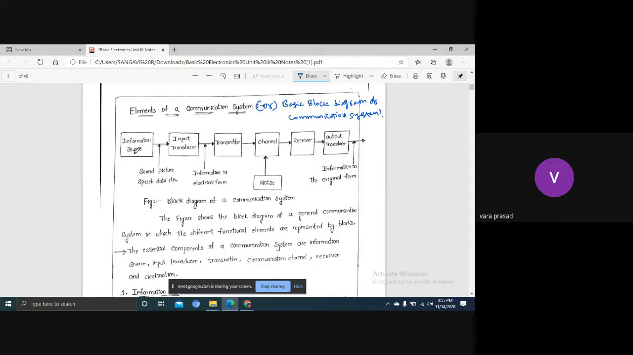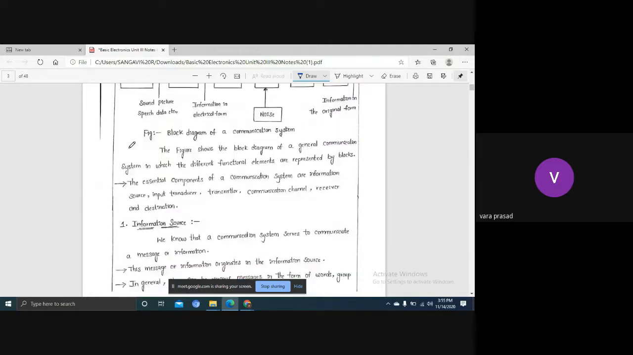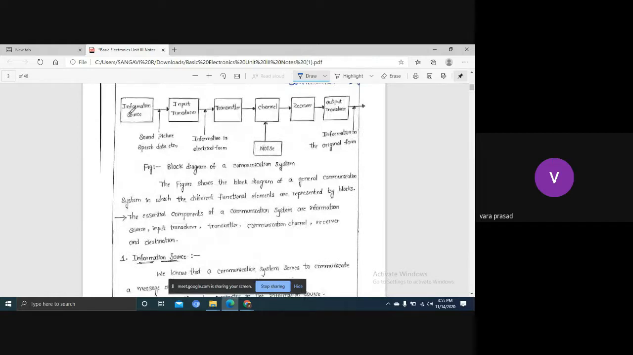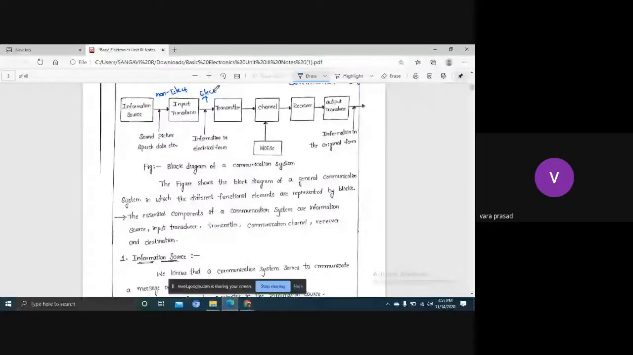Source, what can it do? It can generate a message or information. Now input transducer, what can it do? This is at the input side, that's why it is called the input transducer. Transducer can convert a non-electrical signal to an electrical signal. This electrical signal the transmitter transmits to the receiver through the channel.